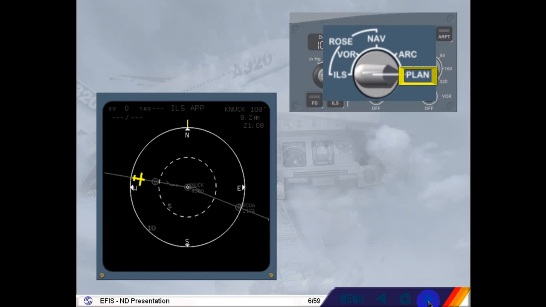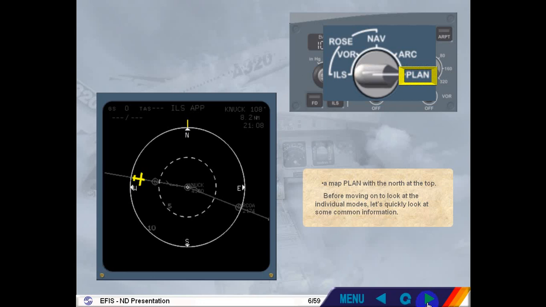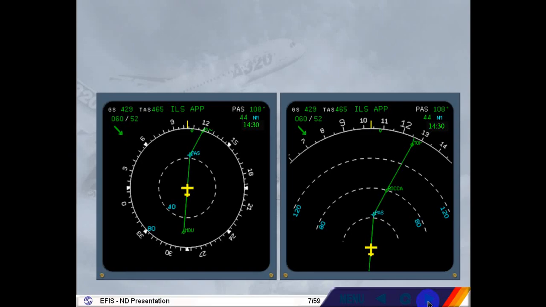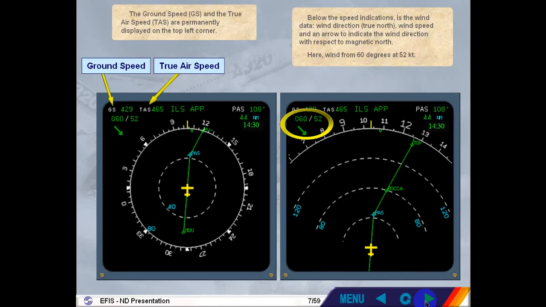Before moving on to look at the individual modes, let's quickly look at some common information. The ground speed GS and the true airspeed TAS are permanently displayed on the top left corner. Below the speed indications is the wind data: wind direction, true north, wind speed, and an arrow to indicate the wind direction with respect to magnetic north. Here, wind from 60 degrees at 52 knots.